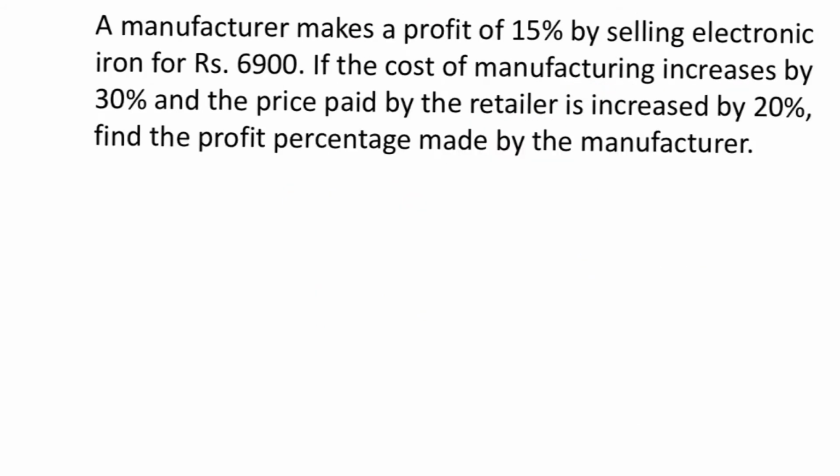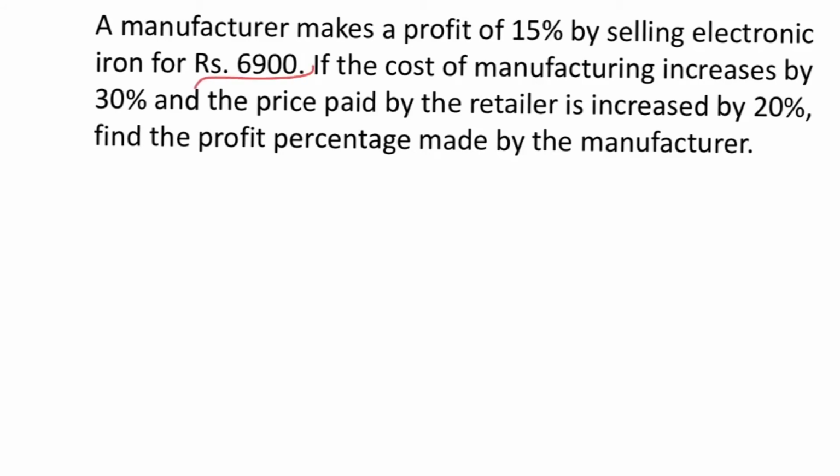A manufacturer makes a profit of 15% by selling an electric iron for 6,900 rupees. If the cost of manufacturing increases by 30% and the price paid by the retailer is increased by 20%, find the profit percent made by the manufacturer.